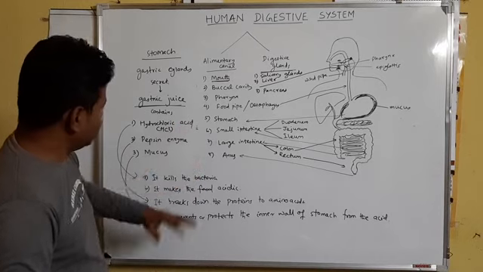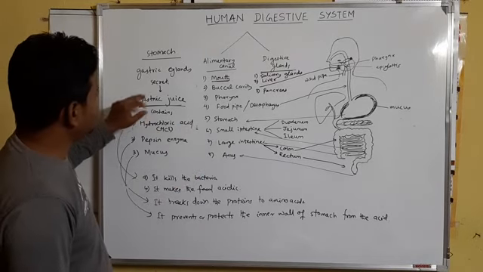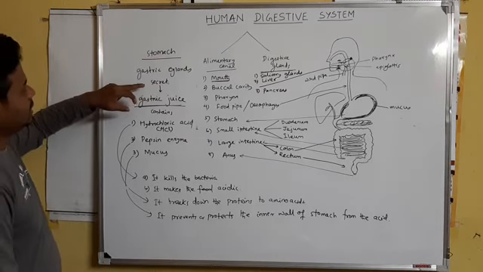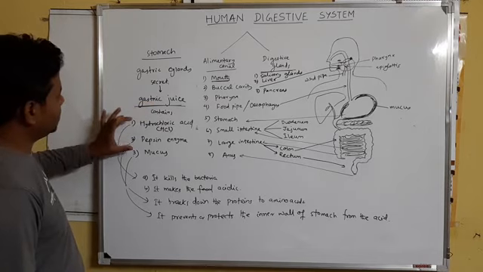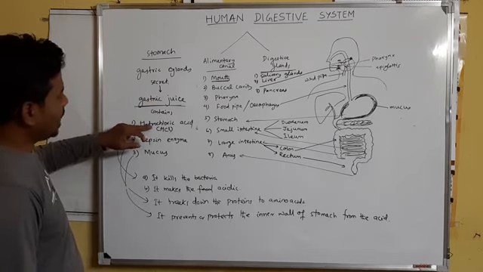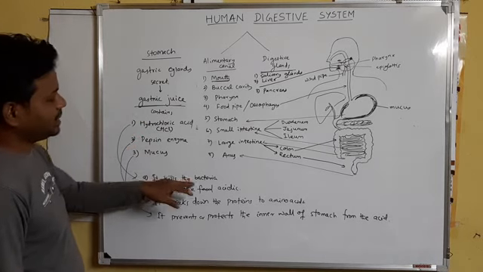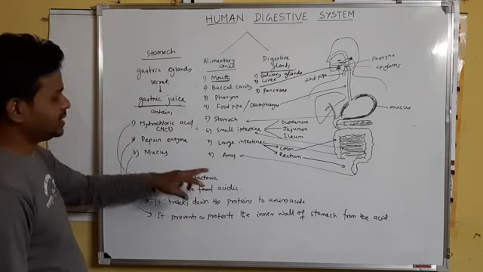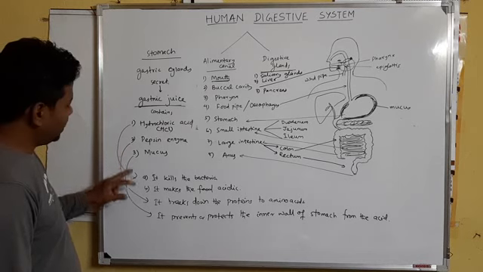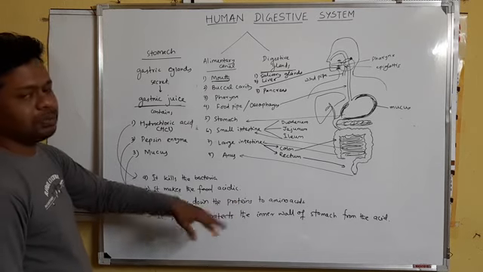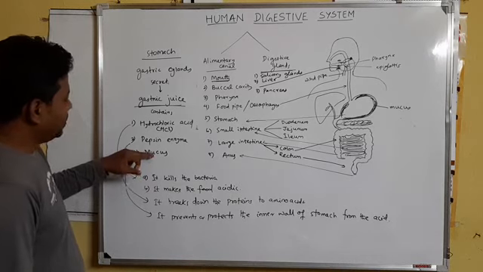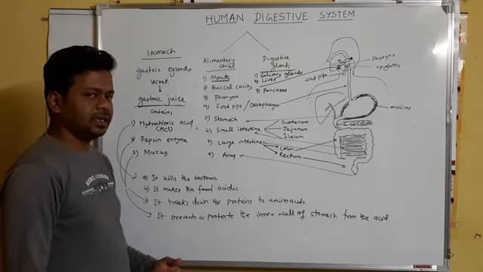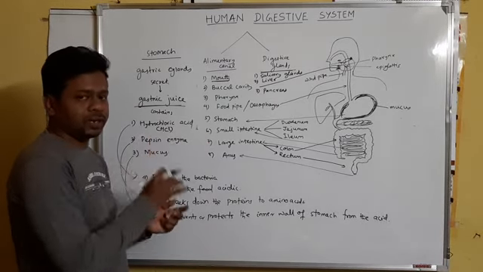So again, just a recapitulation: the inner wall of the stomach contains gastric glands. Gastric glands secrete gastric juice. Gastric juice has three things: hydrochloric acid, pepsin enzyme, and mucus. Hydrochloric acid has two functions. It kills the bacteria in the ingested food, and it makes the food acidic so that the pepsin enzyme can work. Then the pepsin enzyme breaks down the protein part of the food into amino acids, and mucus protects the inner wall of the stomach from the action of acid. All these things take place inside the stomach.